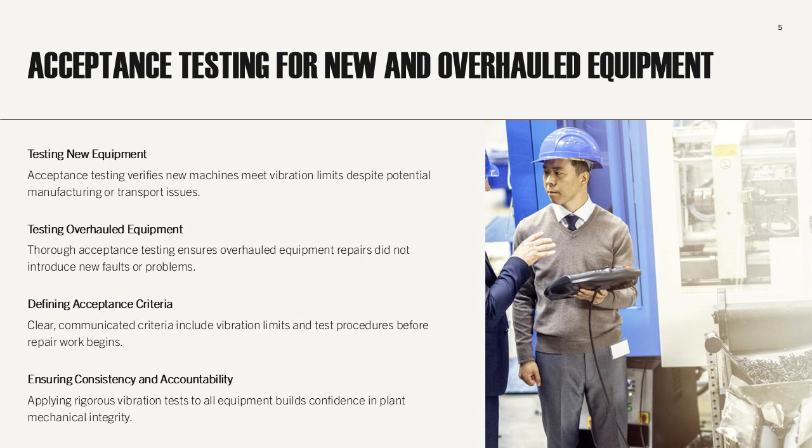owners and service providers. A key engineering principle is that acceptance criteria for overhauled equipment should be clearly defined and communicated before work begins. These criteria should include vibration limits, measurement locations, operating conditions, and test procedures. Where possible, acceptance limits for overhauled machines should be comparable to those applied to new equipment, provided the foundation and installation conditions are sound. By applying the same rigorous vibration-based acceptance testing to both new and overhauled machinery, plants establish consistency, accountability, and confidence in the mechanical integrity of their assets.